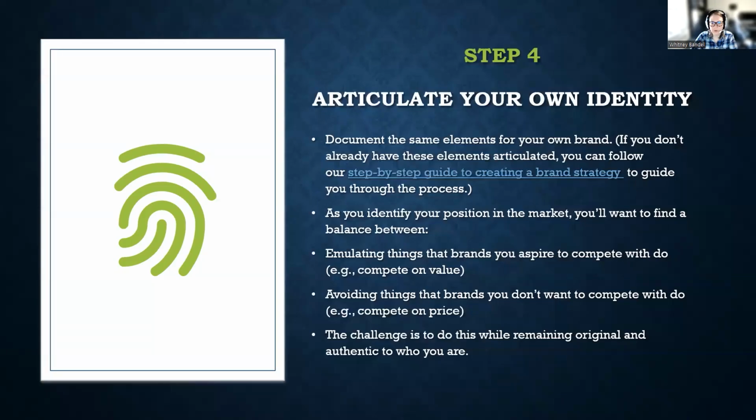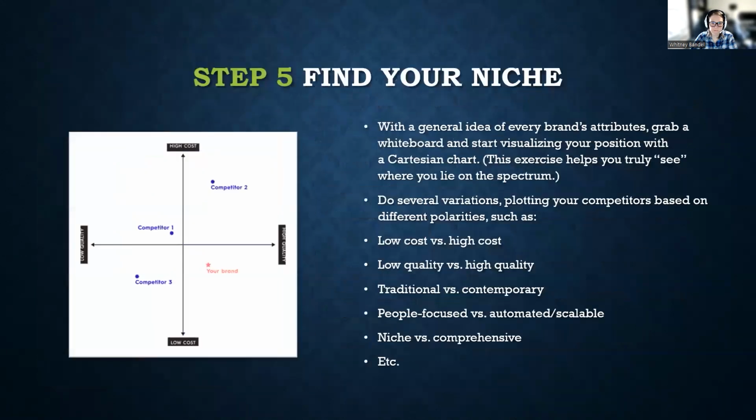So step 4 they have is articulate your own identity. Document the same elements for your own brand. As you identify your position in the market, you'll want to find a balance between emulating things that brands you aspire to compete with do, and avoiding things that brands you don't want to compete with do. The challenge is to do this while remaining original and authentic.